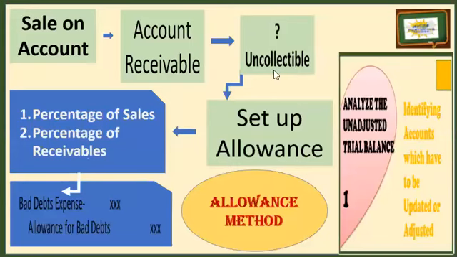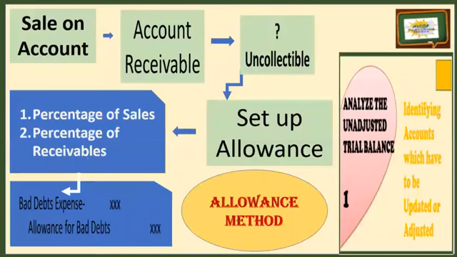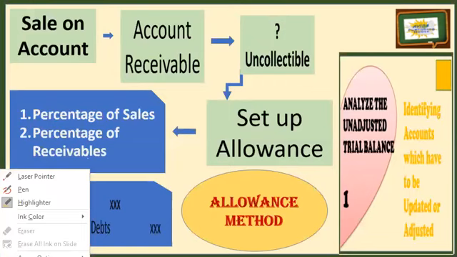Now, is it collectible or not? Even if it's collectible, we set up an allowance. The allowance will be based on a percentage of sales or a percentage of receivables. So you debit the bad debts expense to set up the allowance and credit allowance for bad debts. Take note that we do not right away deduct the amount from the accounts receivable.